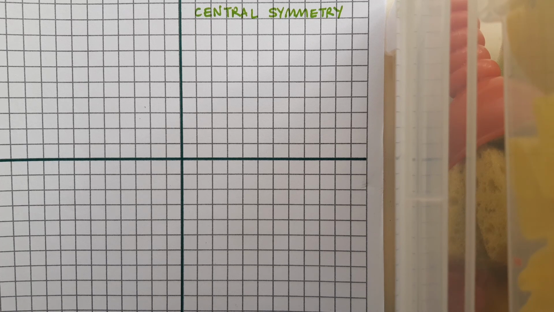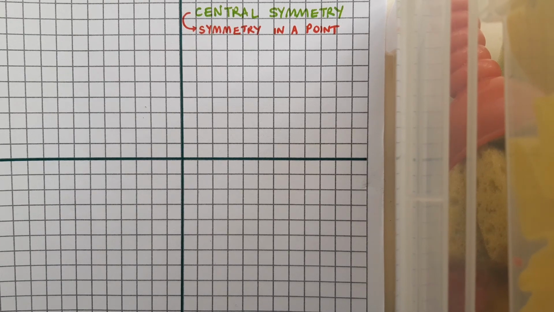This video is about central symmetry. This can also be thought of as symmetry through a point. Our coordinate plane is made up of lots of points, and we can use those to reflect points and shapes through central symmetry.